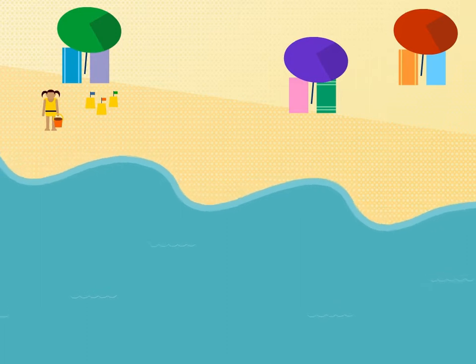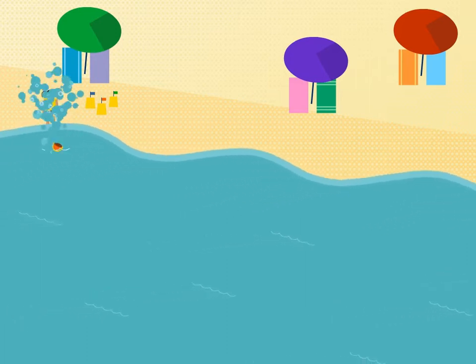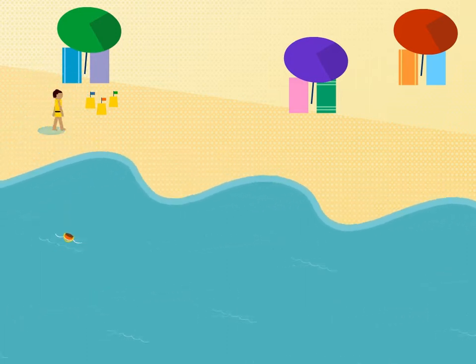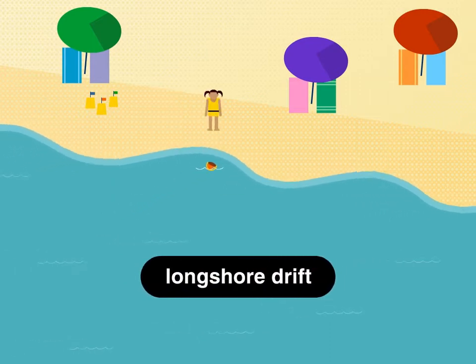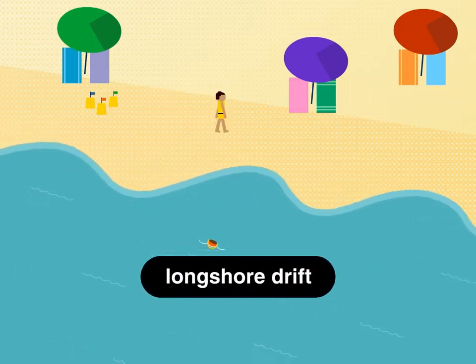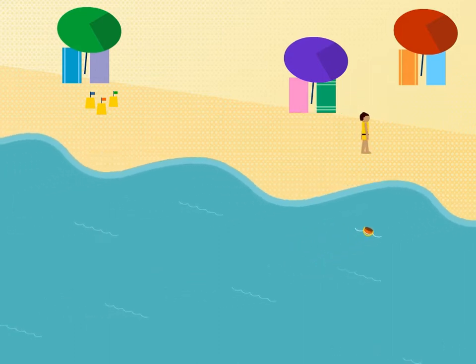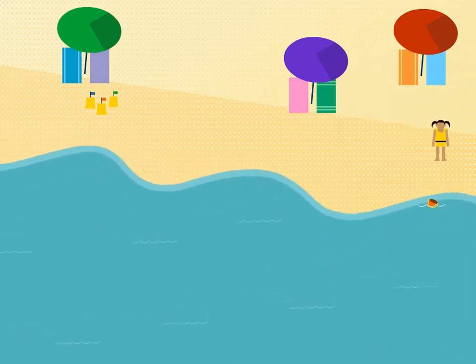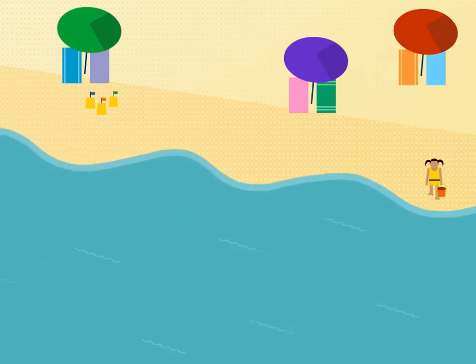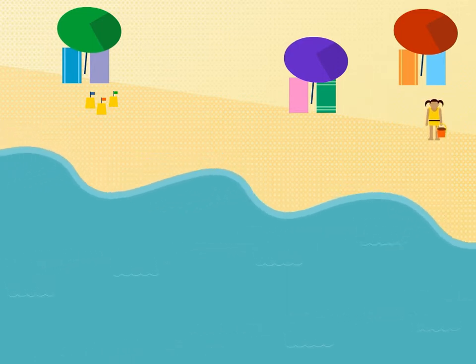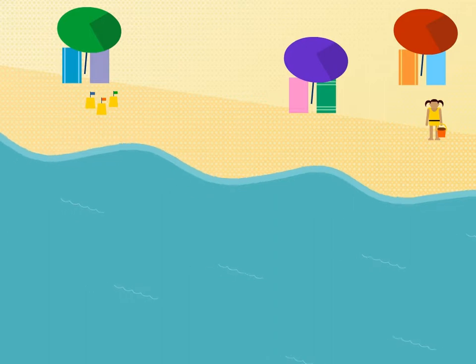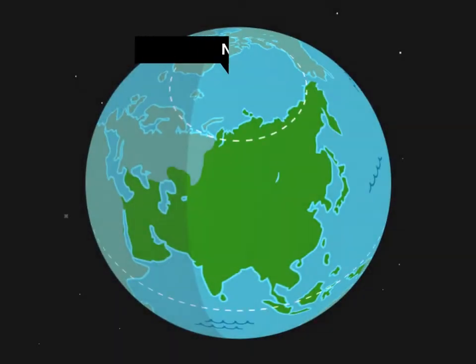Sometimes waves transport material along a beach from one end to another in a process called longshore drift. It happens when waves approach the coast at an angle, taking sand and shingle up the beach with them. Gravity then pulls the water straight back down the beach, so the sand and shingle get moved further and further along.